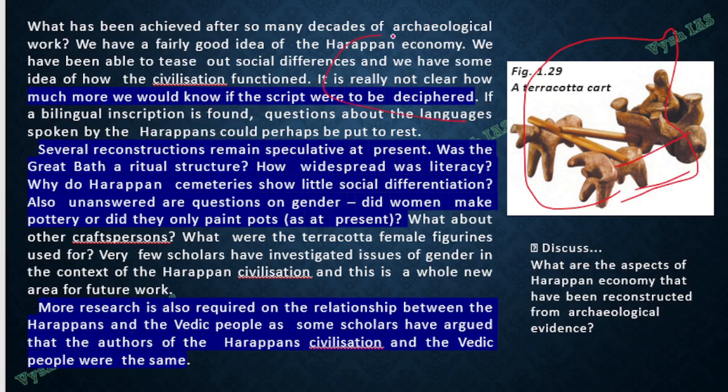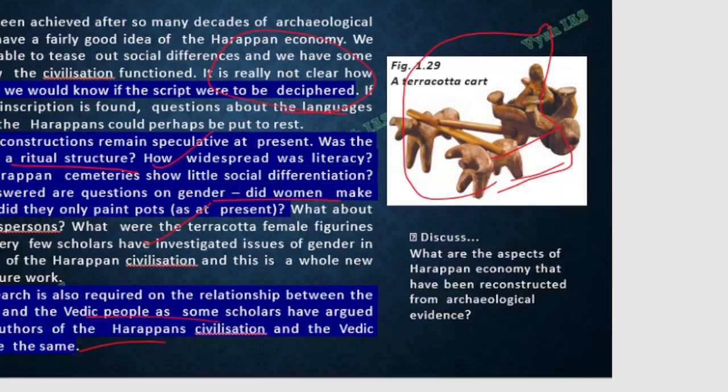So final conclusion, if the script is deciphered, we can confirm all of these things, else we don't know. Okay, we cannot tell whether Great Bath was actually for ritualistic purpose, whether there was a difference between rich people and poor people, whether there were gender related roles assigned to men and women. We can't tell anything with conclusion. Okay, whether they had a relationship with the Vedic people. It's all historians who are telling us and we have to believe it.